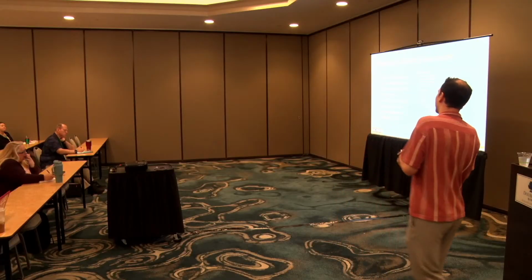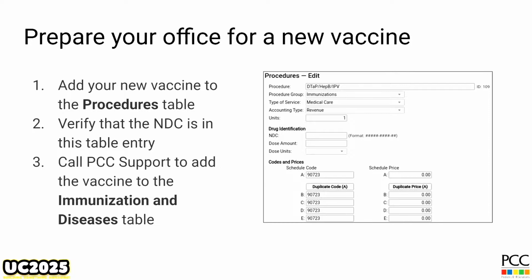Verifying that the NDC is in this table entry is a really important note. In your inventory for the vaccines in the EHR, in the separate section outside of the procedure section, there is a place to put your NDC code. However, this particular entry in your procedures table is what actually gets sent out to the payers. So if you're getting any kind of rejections stating that you don't have an NDC code, it needs to be listed here. So please make sure that that is listed.